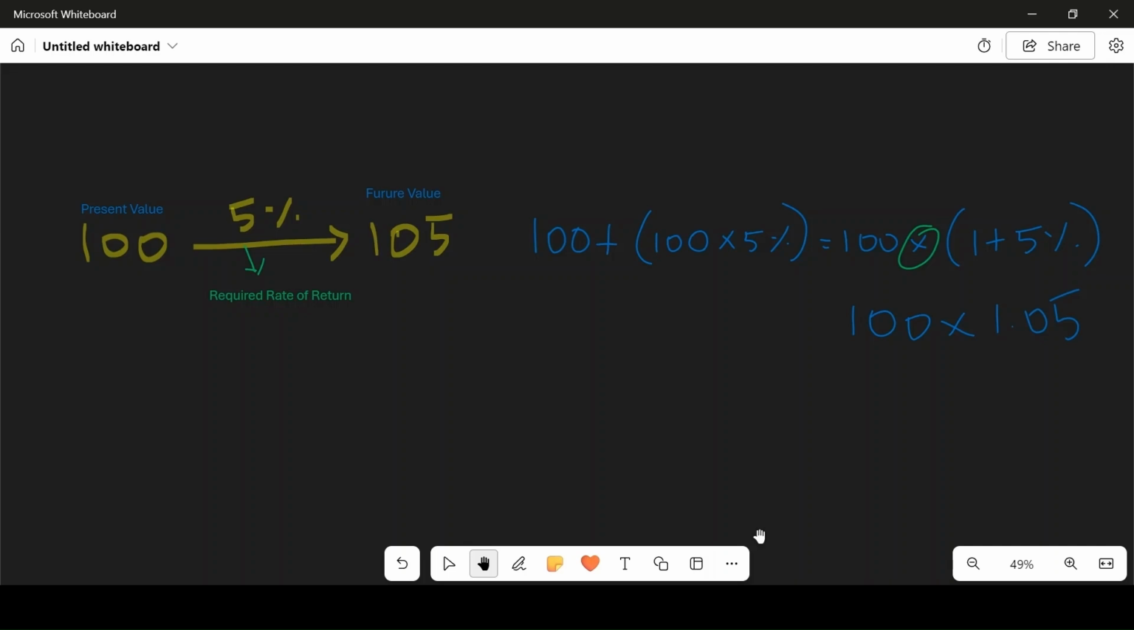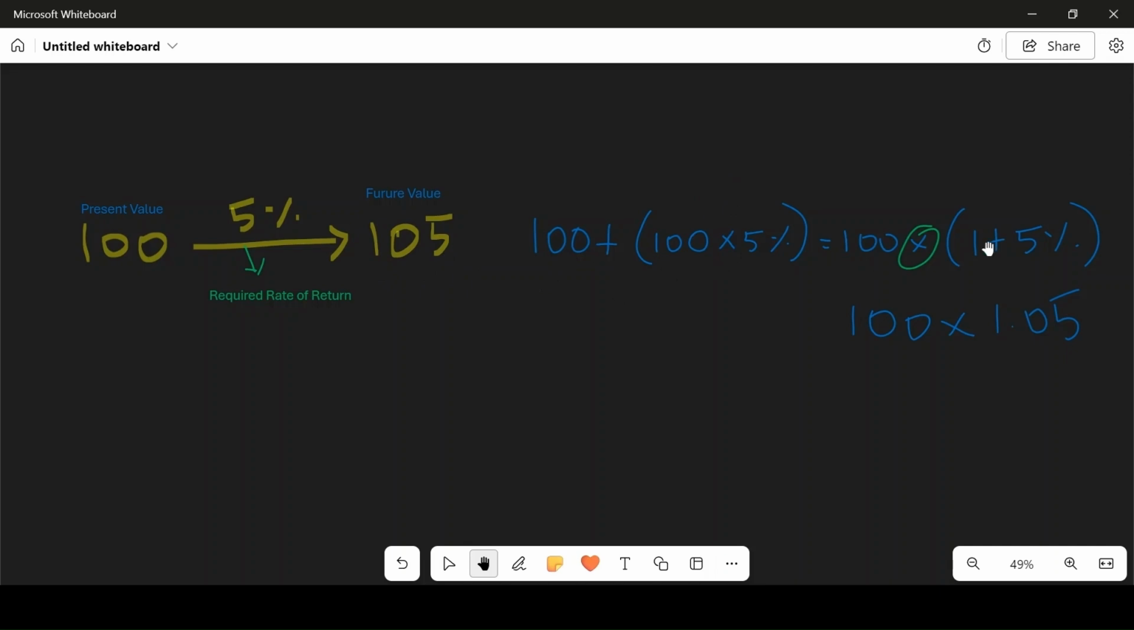Imagine you have 100 rupees today. There is a present value and you require a return of 5%. After 1 year, you will have 105 rupees. That will be the future value. You can see the calculation as well. You have 100 rupees here and at the rate of 5% interest rate, you can earn 5 rupees. So total turned out to be 105 rupees.